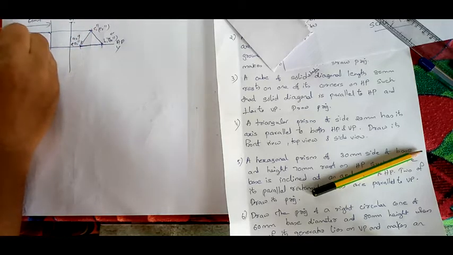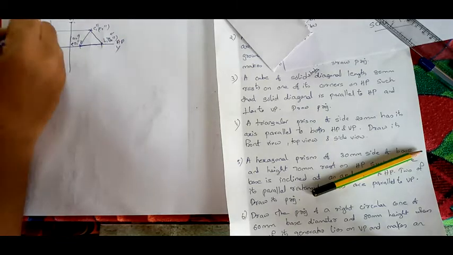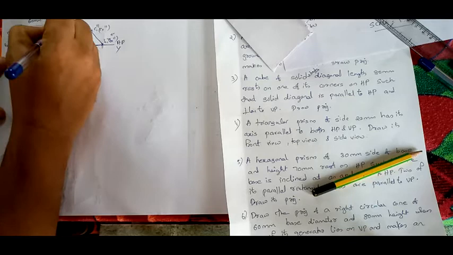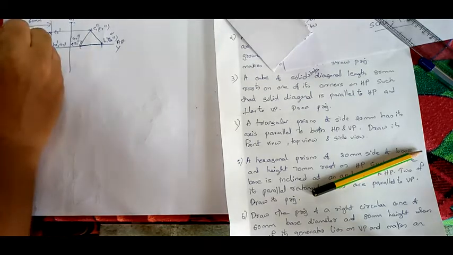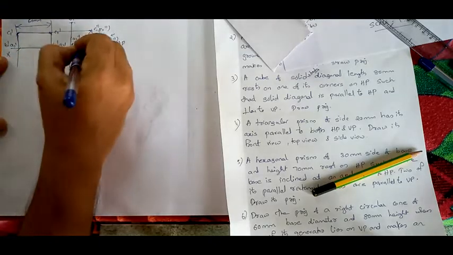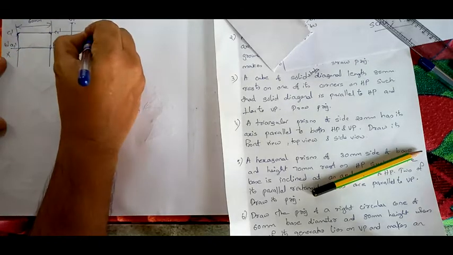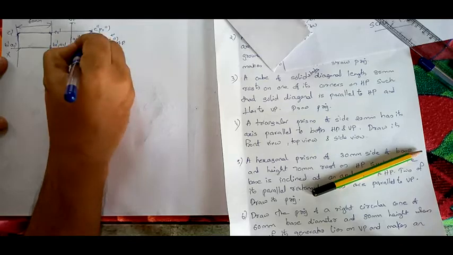So this will be A1 dash and B1 dash and this will be C1 dash. Here it will be C2 dash, B2 dash and A2 dash. Now project here. Now what you have to do, see, you have to project these 3 points up to here.